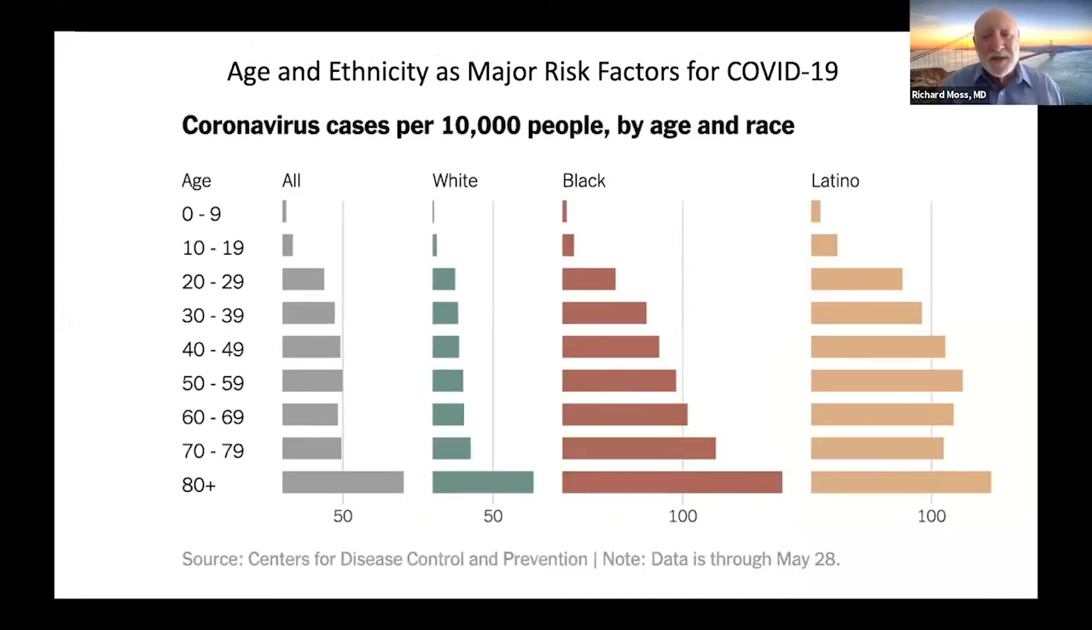Beyond age, we then see this tremendous effect of ethnicity and race. And this has really come out in the United States, where we have this multiracial, multicultural society. And we see this tremendous disparity between the cases that occur in whites versus blacks and Latinos, which is clearly shown on this data from the CDC.